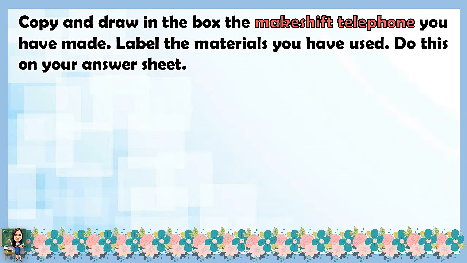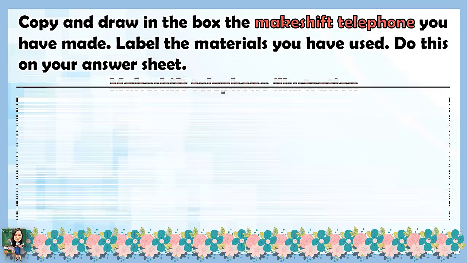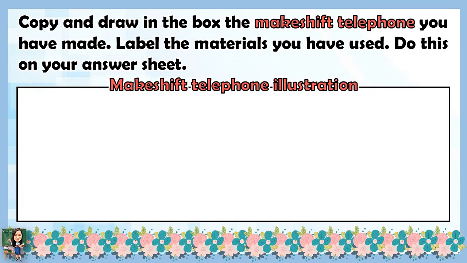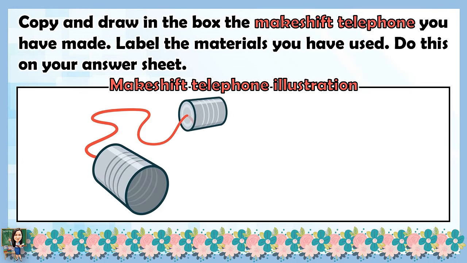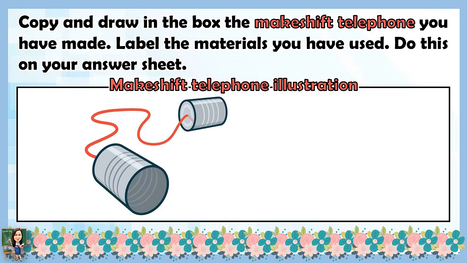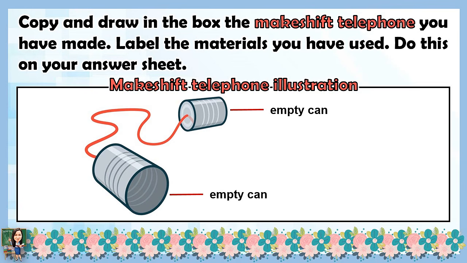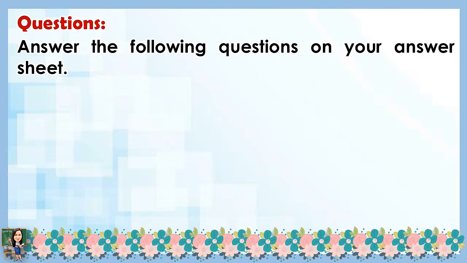Now, for this activity, copy and draw in the box the makeshift telephone you have made. Label the materials you have used. Do this on your answer sheet. For example, this is the makeshift telephone you have made. Then label the materials: 2 empty cans and long string or thread. And now, answer the following questions on your answer sheet.